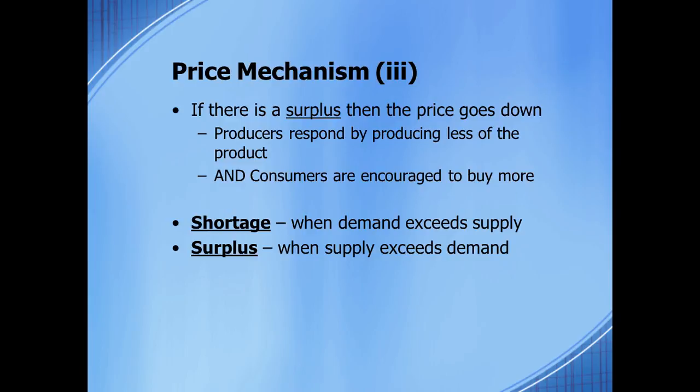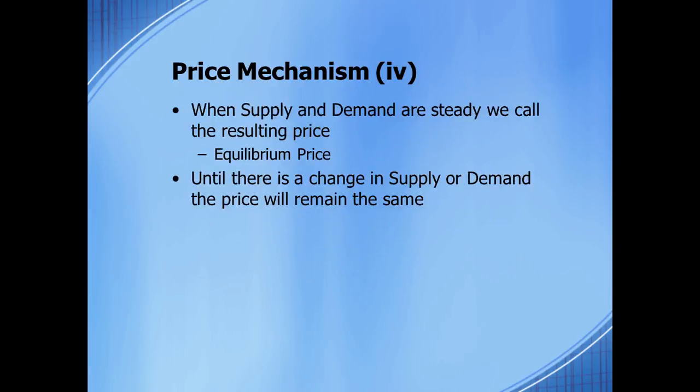So shortage and surplus are really important keywords for you to understand in economics. When the supply and the demand are steady, the resulting price is what we call the equilibrium price. And until there's a change in supply or demand, this equilibrium price remains the same. So the price mechanism happens automatically without the need for intervention.